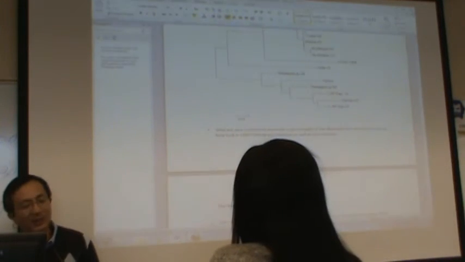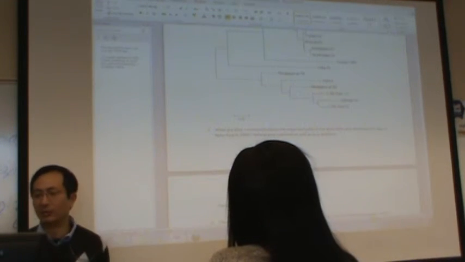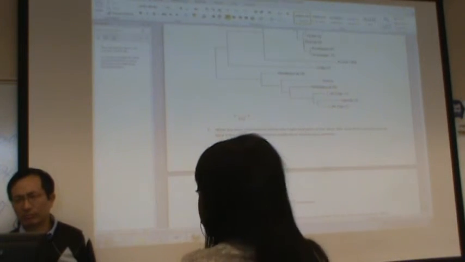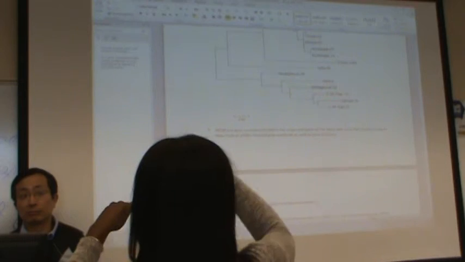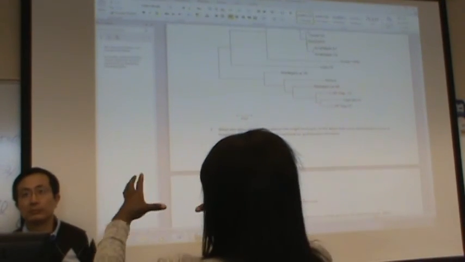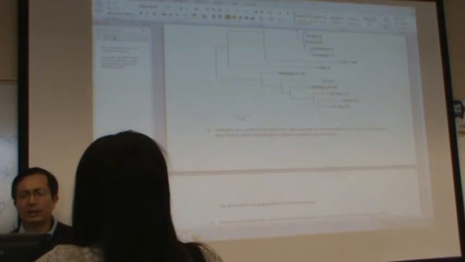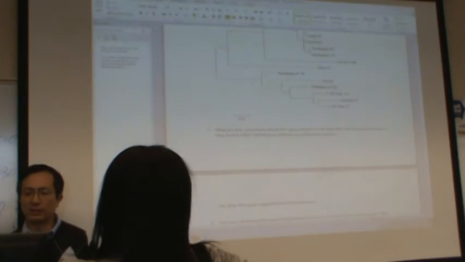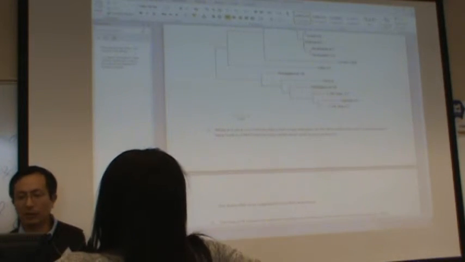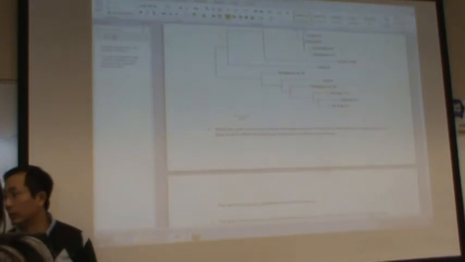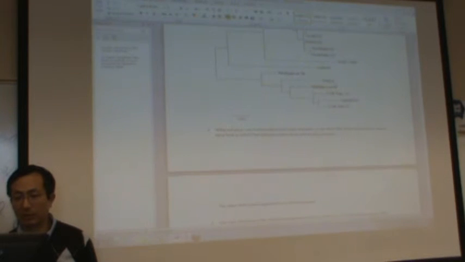So that's basically based on the tree. So basically it traveled from China to make its way to this place, this place, and then ended up in. So you can also do the immediate effect. So the direct, there's a short term.